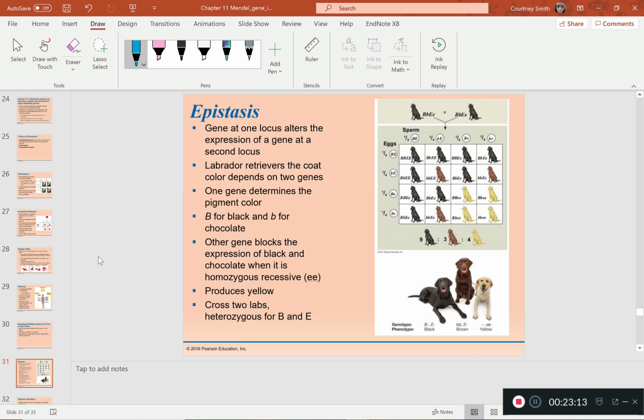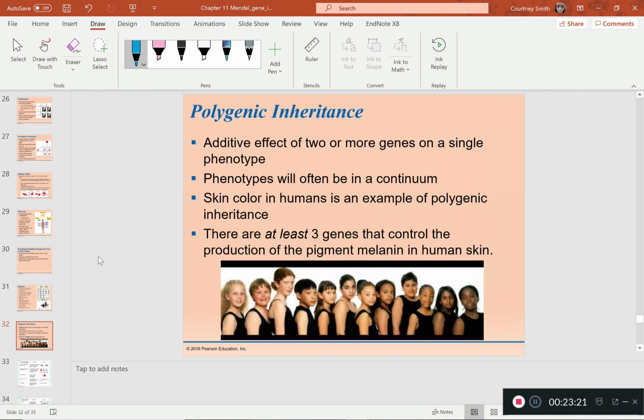Okay, so now it asks, what is a clue that a trait may be due to multiple genes? If a trait is due to multiple genes, it's known as polygenic inheritance. This is where multiple genes control one thing. An example of that is skin color. Skin color is a perfect example because there are multiple genes that control the pigment in the skin, which will dictate skin color, and it's specifically the pigment melanin in the case of humans.